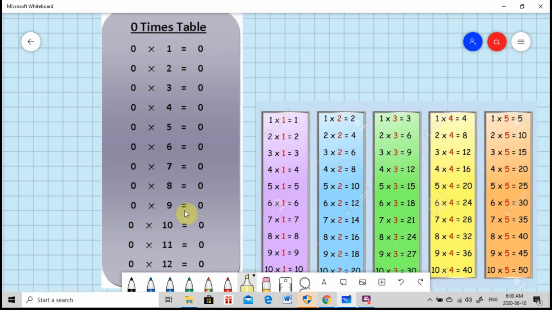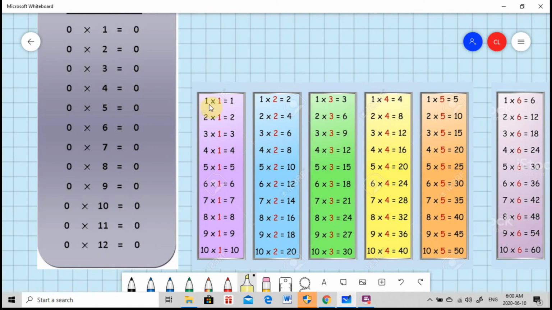Now, notice also that any number when multiplied by 1 gives us the number itself. So 1 multiplied by 1 is 1. 2 multiplied by 1 is 2. 3 multiplied by 1 is 3. Any number multiplied by 1 gives us back the original number, the number itself.